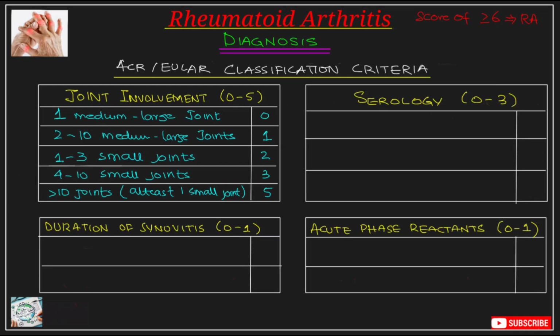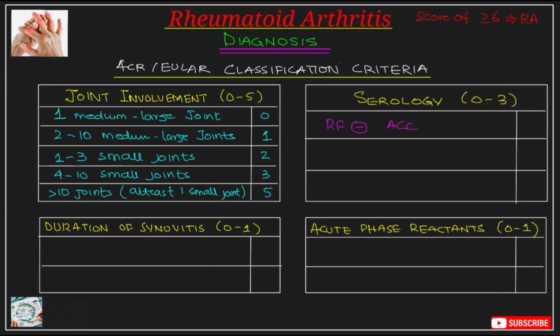Moving on to the second parameter, that is serology. This refers to the presence of autoantibodies, including rheumatoid factor and anti-CCP or ACPA antibodies. Both of these antibodies support the diagnosis of rheumatoid arthritis, but their levels also matter.